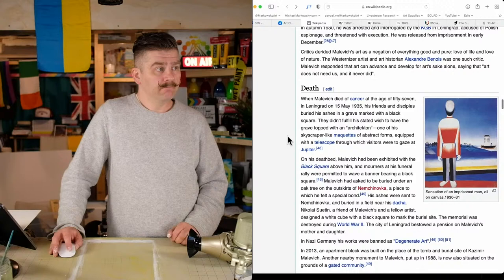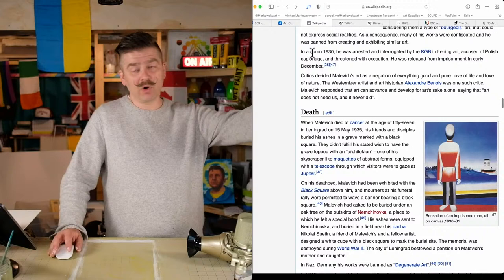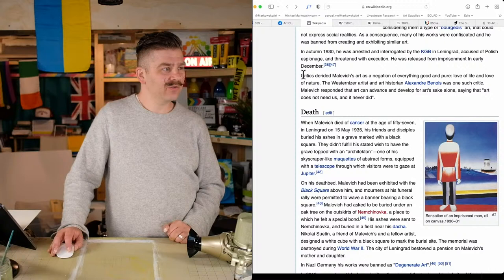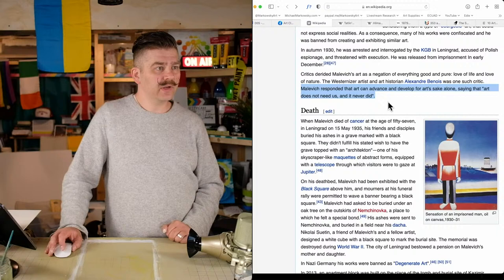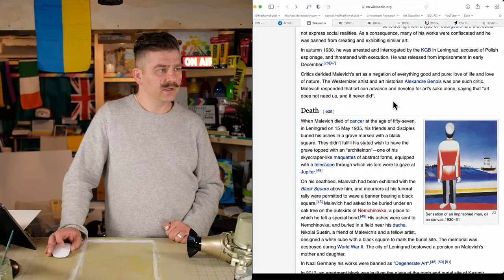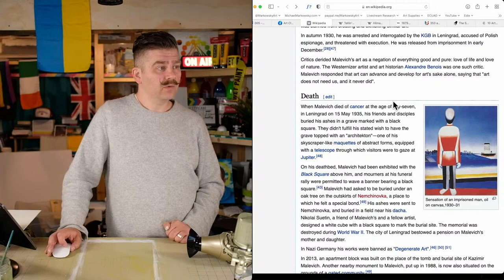Interesting here. I'm just scanning through. I've watched a ton of videos and read some stuff, but I haven't read the Wikipedia page, so I'm just glancing. Critics derided Malevich's art as a negation of everything good and pure, love of life and love of nature. Malevich responded that art can advance and develop for art's sake alone, saying that art does not need us, and it never did. Wow, that's quite a quote. I don't even know what that means. Art does not need us. It never did. Wow.